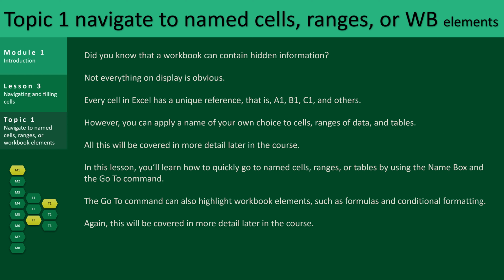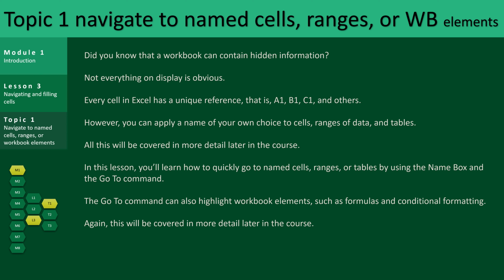Topic 1. Navigate to named cells, ranges, or workbook elements. Did you know that a workbook can contain hidden information? Not everything on display is obvious. Every cell in Excel has a unique reference, that is, A1, B1, C1, and others. However, you can apply a name of your own choice to cells, ranges of data, and tables. All this will be covered in more detail later in the course.